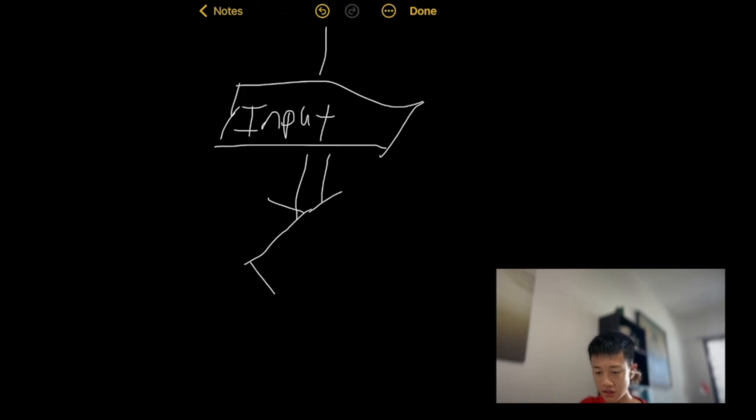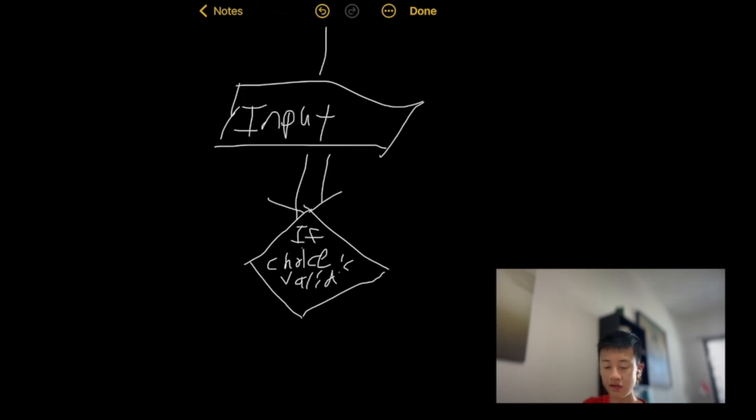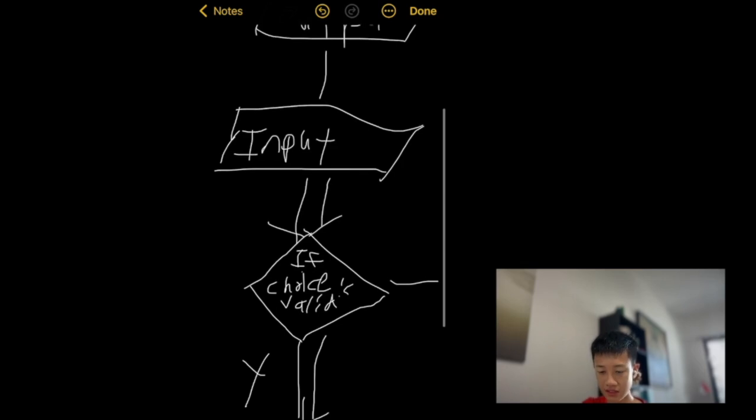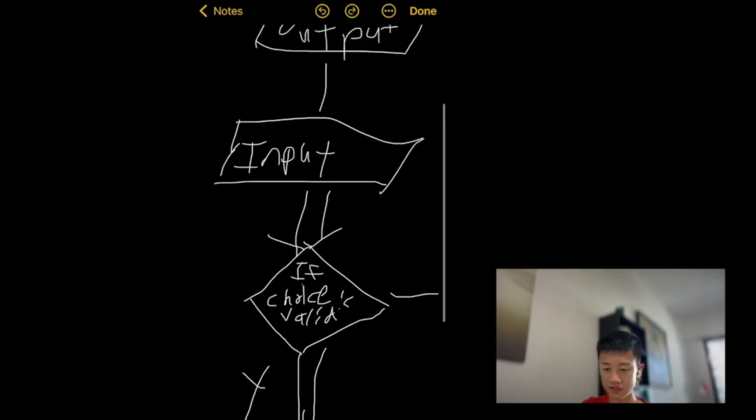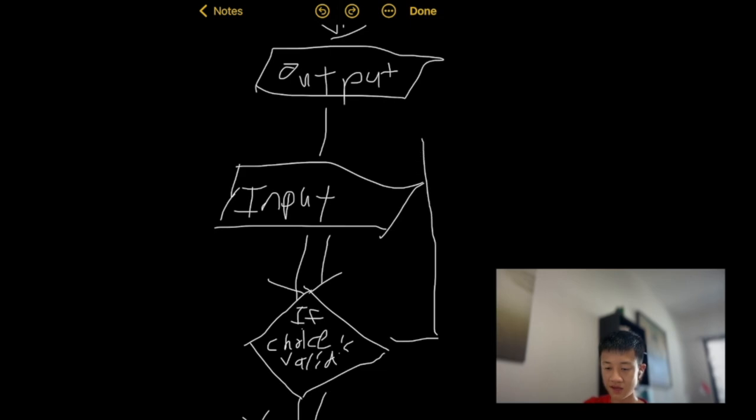So here we're going to add an if, and then maybe we can write, is the choice valid or not. Afterwards, if it is valid, then we're going to continue down. But if it is not valid, we're going to bring this all the way back to the input. So this way and this way.